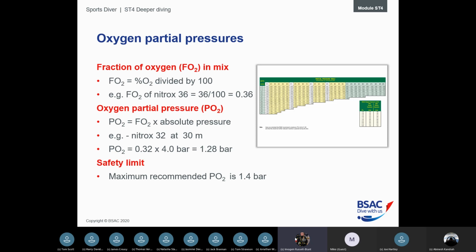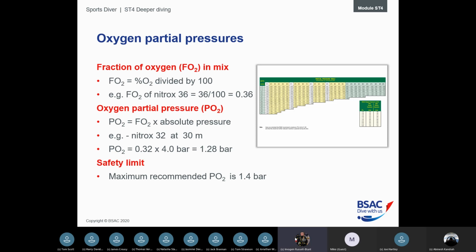Your oxygen partial pressure, though, is then that fraction times the absolute pressure. So if you're using nitrox 32, so 32% oxygen at 30 meters, you're going to have 32 divided by 100, which is giving you 0.32. And at 30 meters, you're at 4 bar. You should all know that. At sea level, you're at 1 bar. For every 10 meters you go down, you add another bar. So therefore, we're at 4 bar. So if we're using nitrox 32 at 30 meters, we times these two together and we get 1.28 bar. That is your oxygen partial pressure.